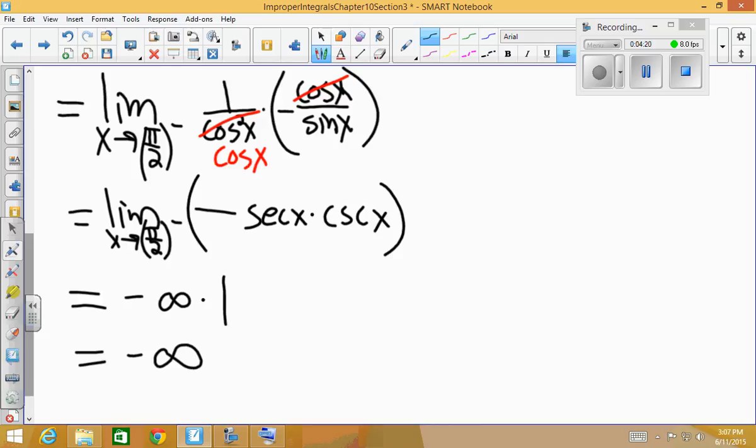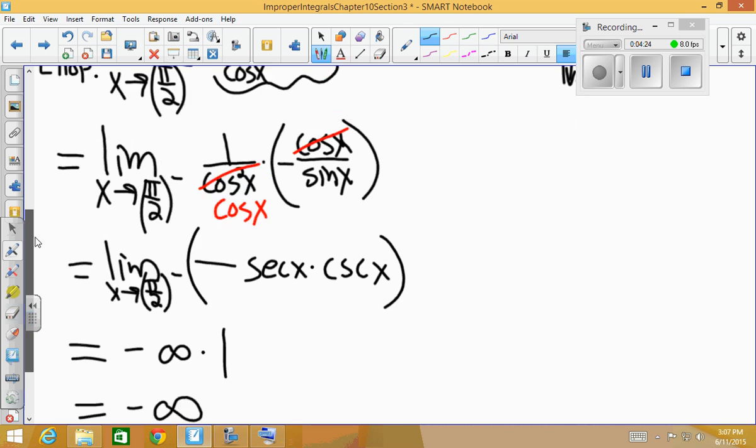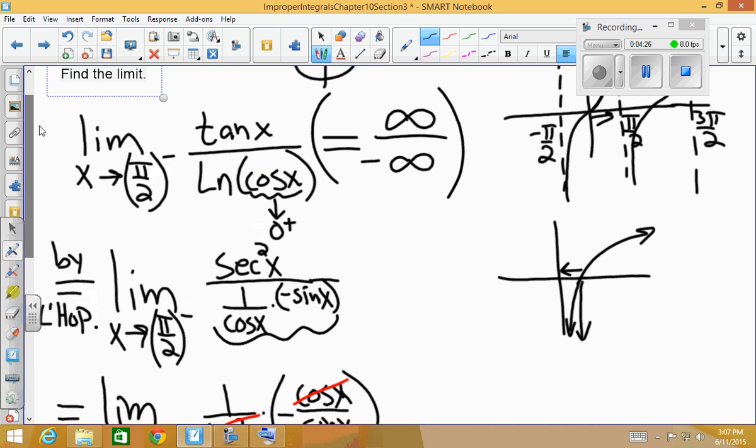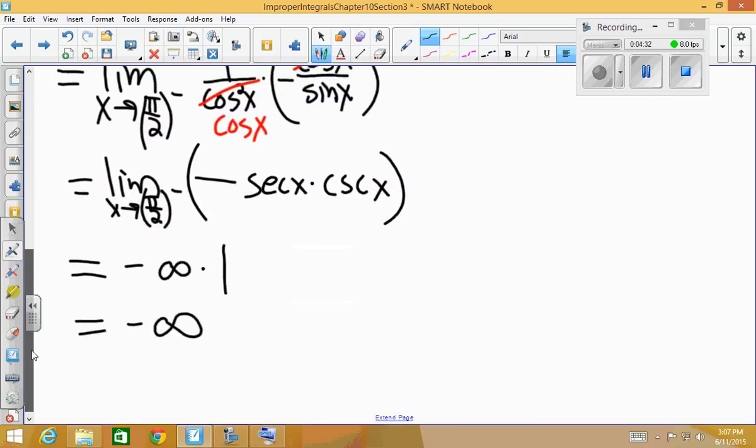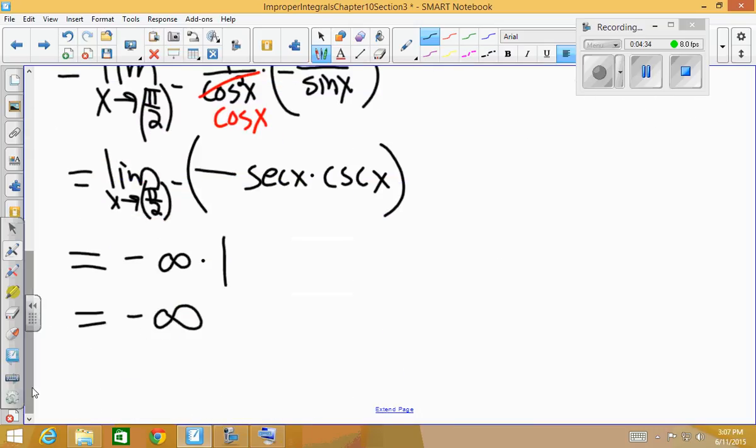So in the end, we find that the limit that we started with, namely the limit of tangent of x over the natural log of cosine of x as x approaches pi over 2 from the left, does not exist, and it doesn't exist because the function value gets closer to negative infinity, or grows without bound in the negative direction as x approaches pi over 2 from the left.